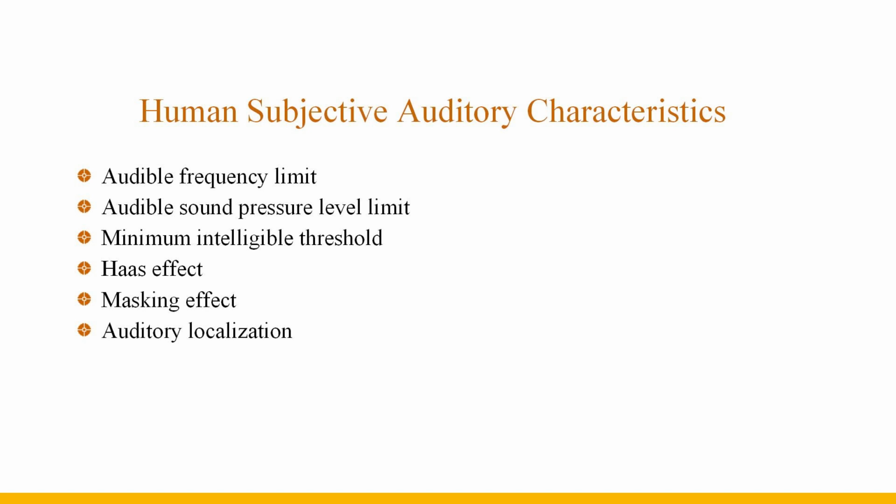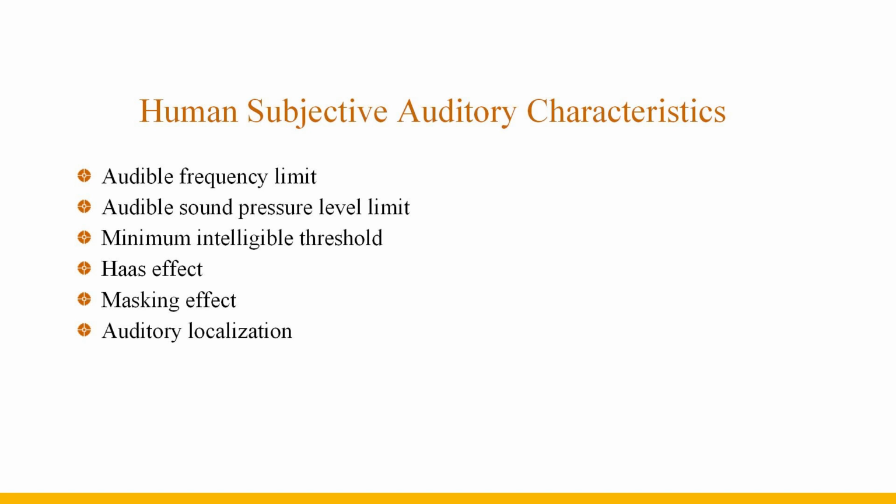Auditory localization means that the human ear can judge the direction and distance of the sound source. It is determined by the time difference and the intensity difference. When the sound waves emitted by the same sound source reach the two ears of the person, the human ear has poor accuracy in determining the distance of the sound source and is very accurate in determining the direction.